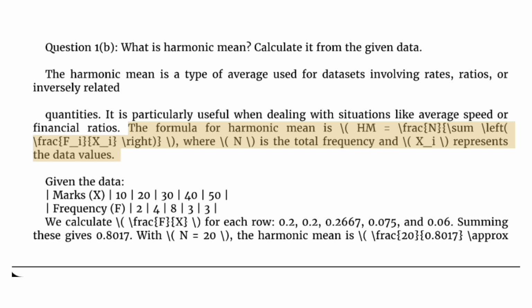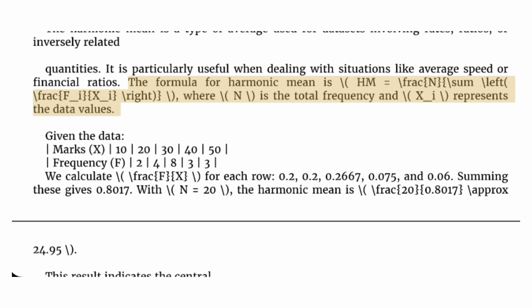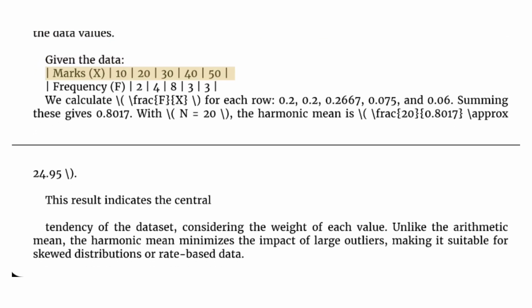The formula for harmonic mean is HM = n / Σ(f_i / x_i), where n is the total frequency and x_i represents the data values. Given the data, marks x: 10, 20, 30, 40, 50. Frequency f: 2, 4, 8, 3, 3.